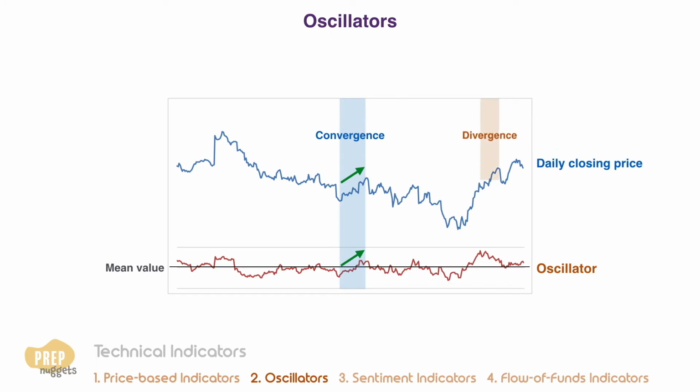This is an example of a divergence where the oscillator is not moving in tandem with the price. Notice that while the price is continuing heading up, the oscillator is actually trending down. Divergence suggests that the price may potentially change. We'll be discussing 4 commonly used oscillators.